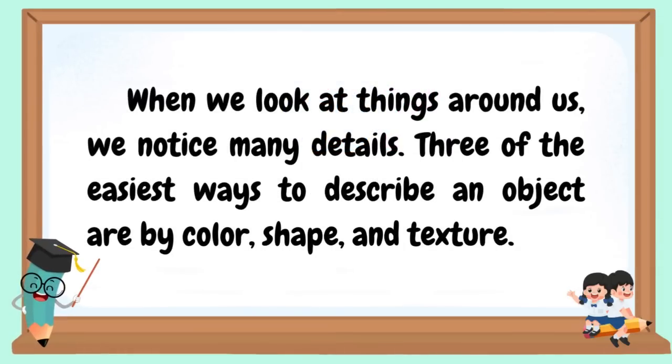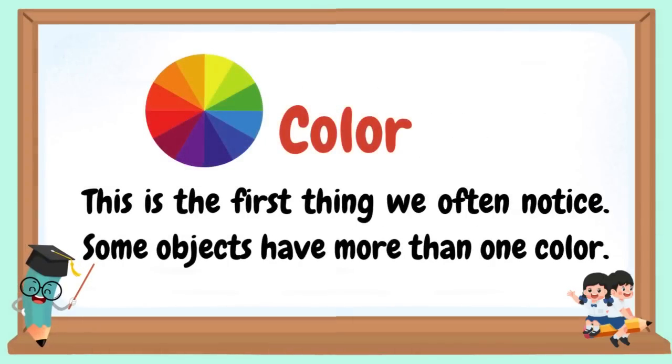When we look at things around us, we notice many details. Three of the easiest ways to describe an object are by color, shape, and texture. Color. This is the first thing we often notice. Some objects have more than one color.